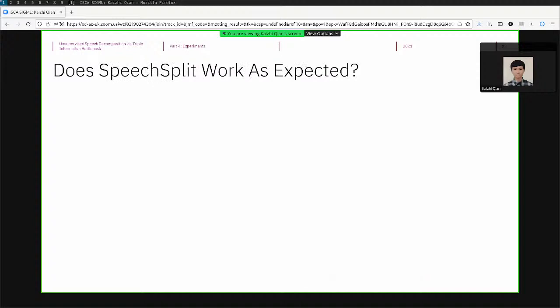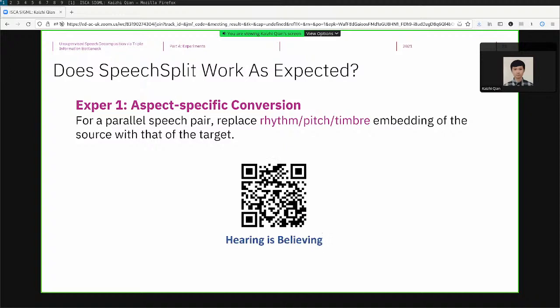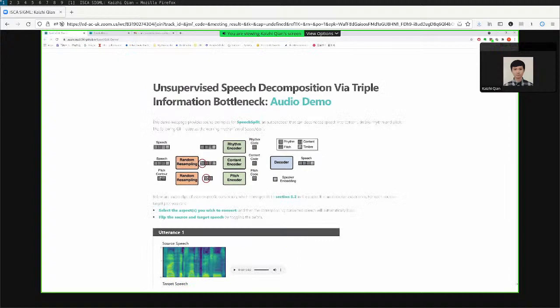To evaluate if SpeechSplit really works as expected, we performed several experiments. The first one is the aspect-specific conversion. And here is our demo webpage. So you can find an animated illustration of the mechanism of SpeechSplit on the top. SpeechSplit is among the very first unsupervised algorithms that can convert not only timbre, but also pitch and rhythm respectively. So let's look at an example here.